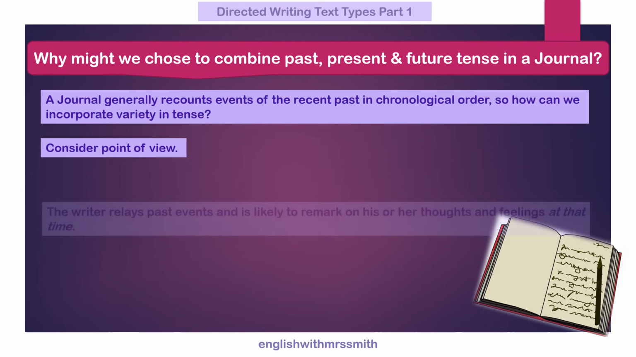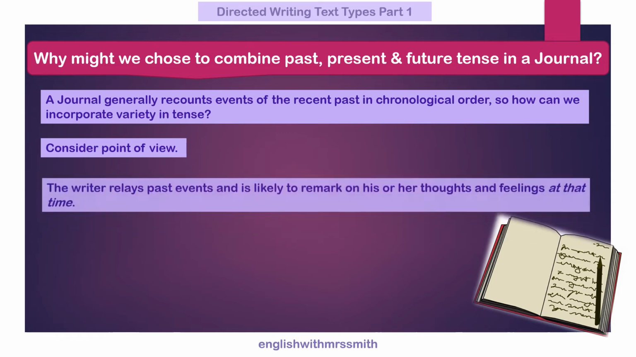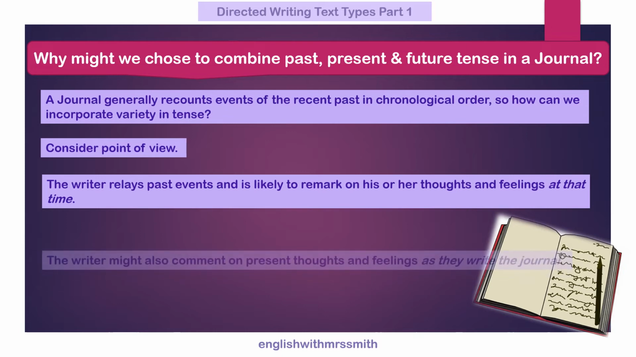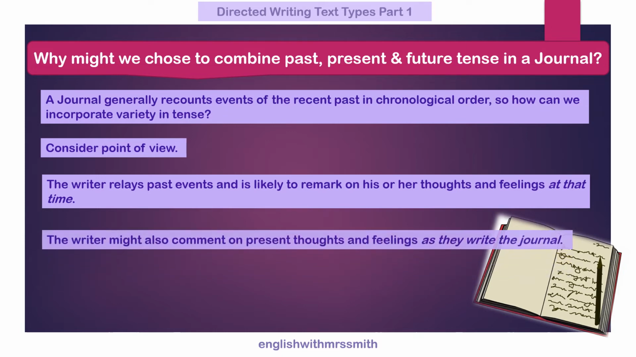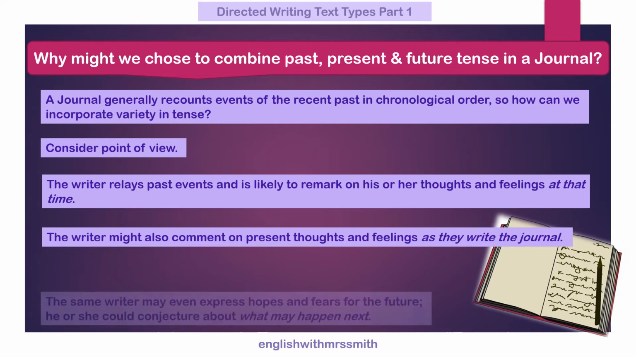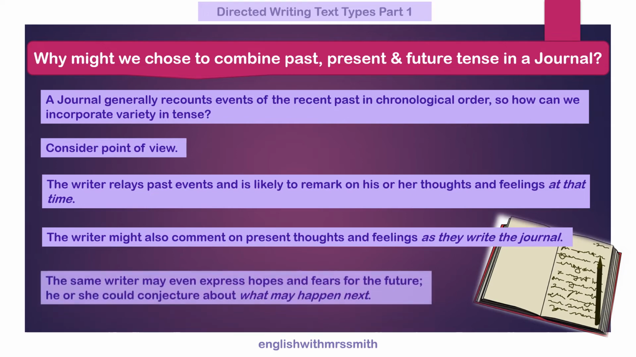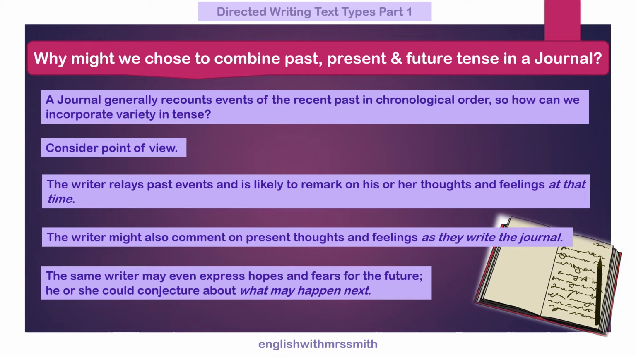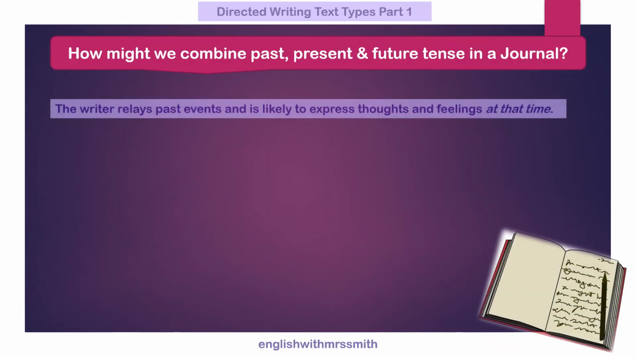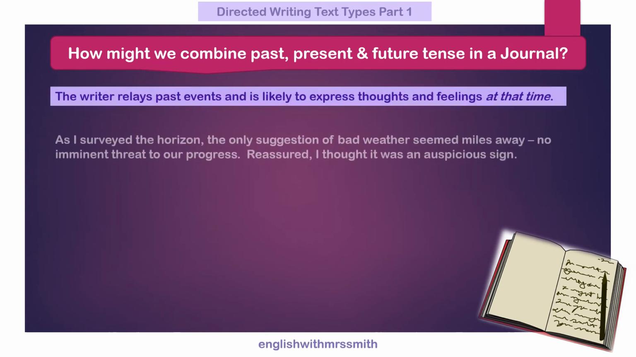The writer relays past events and is likely to remark on his or her thoughts or feelings at that time. And the writer might also comment on their thoughts and feelings as they write the journal. The same writer may even express their hopes and fears for the future. They could conjecture about what may happen next. Let's look at an example of this in action, past, present and future tense.